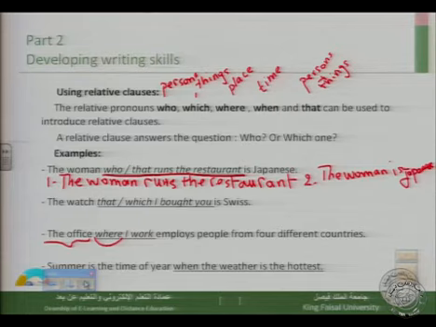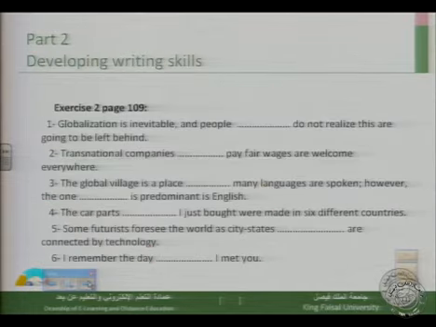The last example, summer is the time of year when the weather is the hottest. Our relative clause is when the weather is the hottest. The relative pronoun we used with time is when. Summer is the time of year when the weather is the hottest. So when is used with time, okay? To put this information into practice, we will move to an exercise on page 109. It's exercise 2, page 109.